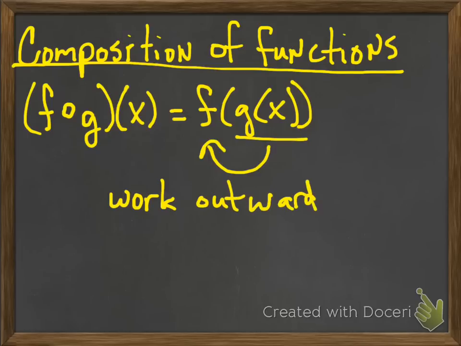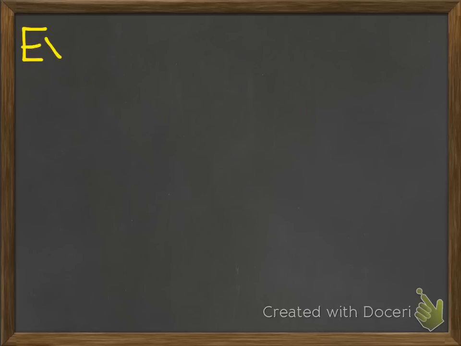So you start with the g. If you're doing this with a number, you're going to put a number into the g of x function. Whatever answer you get, you will put that answer into the x for the f of x function. Okay? So you'll see an example of that.